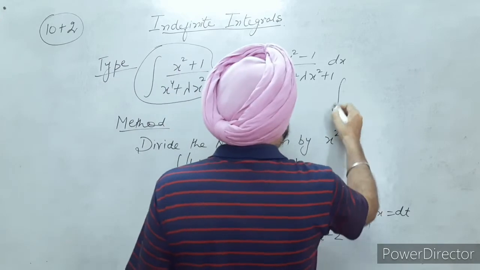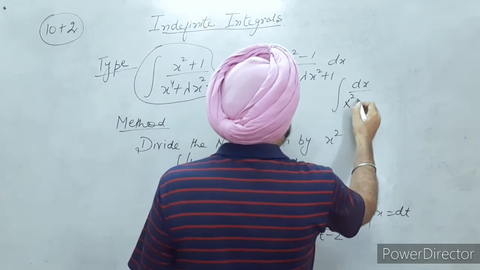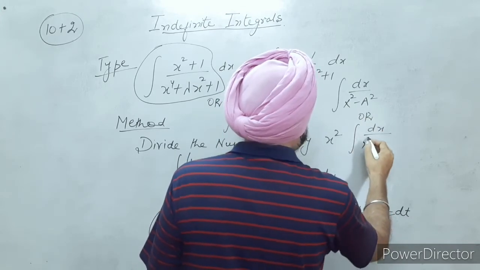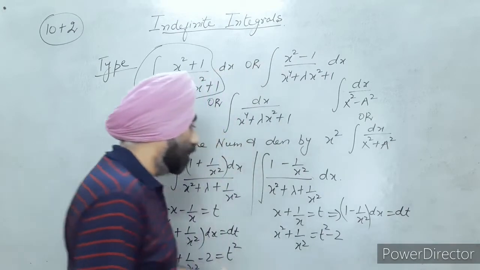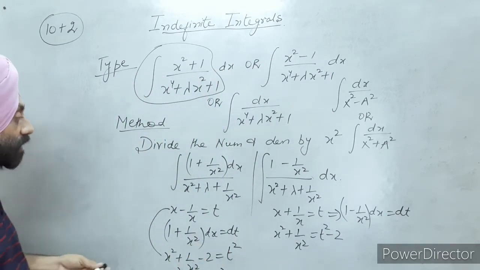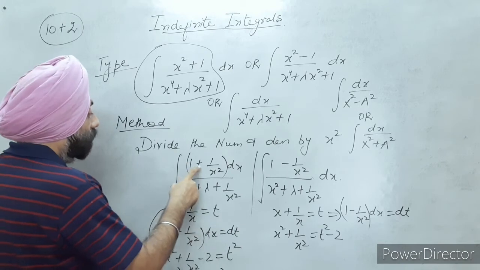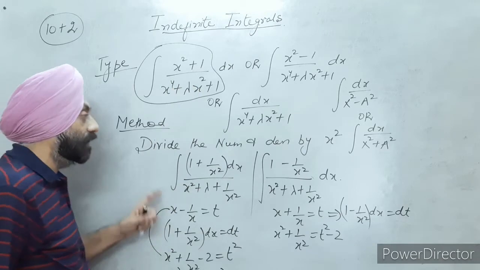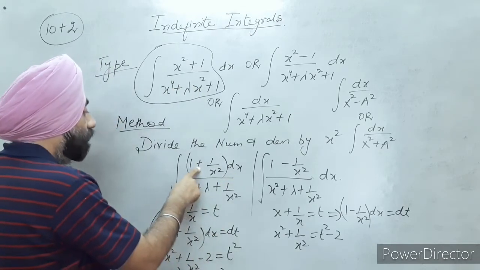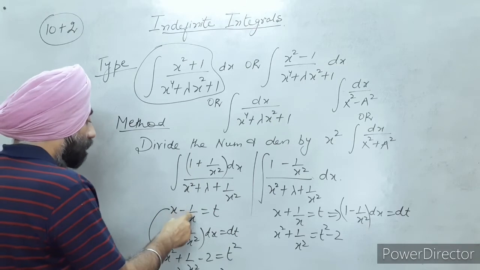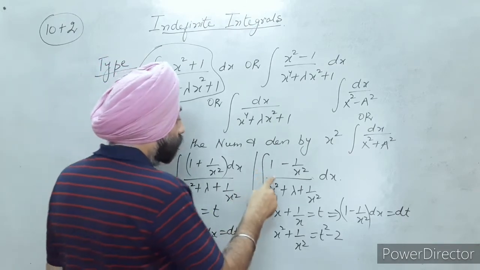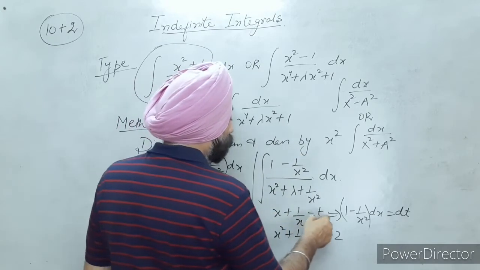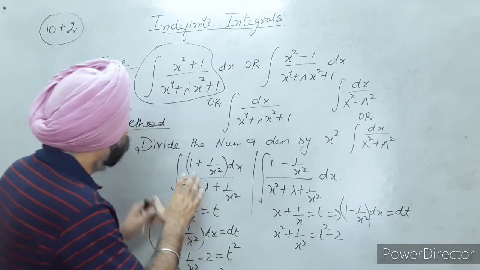The formulas applied will be ∫dx/(x² − a²) or ∫dx/(x² + a²). These two formulas will be applied in most cases. Again I repeat, if there is a plus sign in the numerator, the very first step is to divide the numerator and denominator by x². You get this form. If there is a plus sign in the numerator, put x − 1/x = t. Now if there is a negative sign in the numerator, then put x + 1/x = t and so on. You will get the required answer.